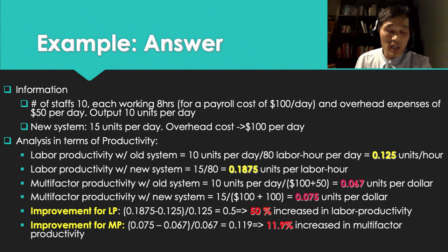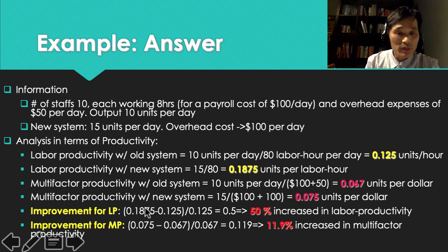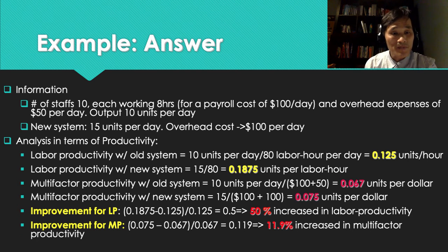So now let's calculate the improvement for labor productivity. That is the improved productivity, 0.1875, minus the previous labor productivity, 0.125. You subtract that and divide it by the original productivity, 0.125, and it produces 0.5. So therefore, we can say a 50% increase in labor productivity happened as a result of this new system.